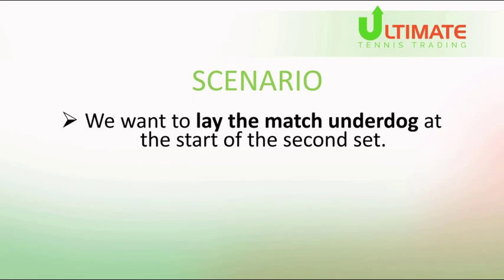And obviously, once we've spotted that, we're going to lay the match underdog at the start of the second set. I'm just making this clear so there's no confusion. We're laying the player that was the underdog before the match, because once they win the first set, they're not going to be the underdog anymore. They're going to be the favorite in most cases. So we're laying that match underdog, who is now the favorite, at the start of the second set. If it sounds confusing, wait until the live examples. I'm sure most of you understand it anyway.